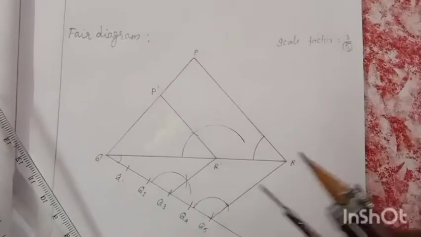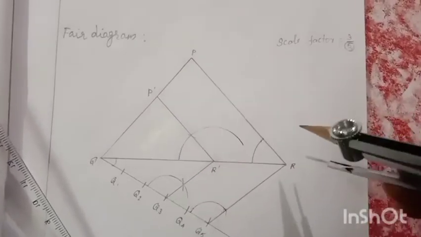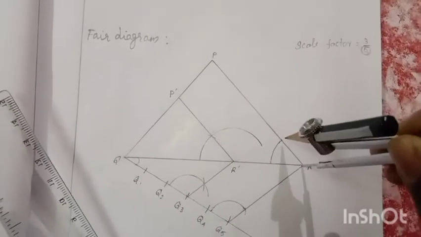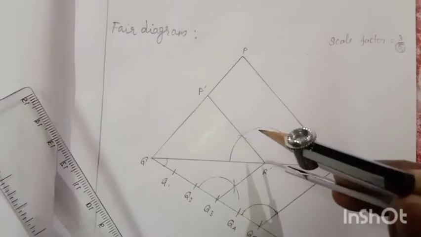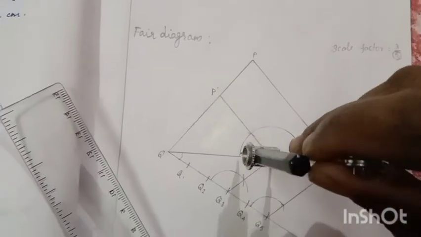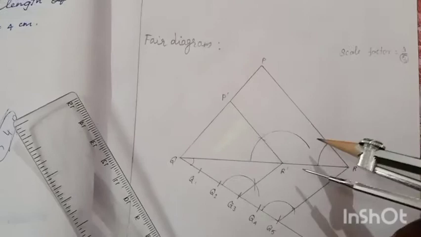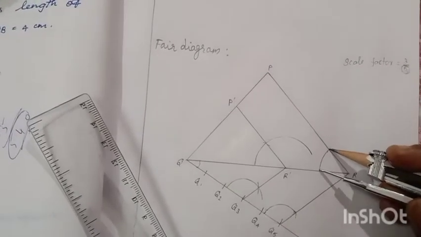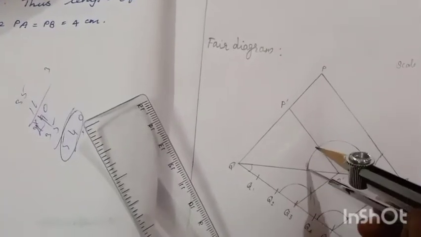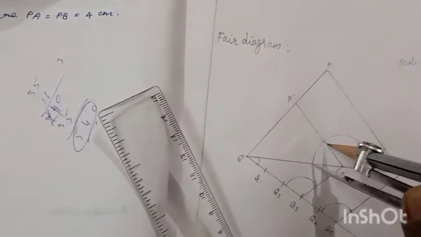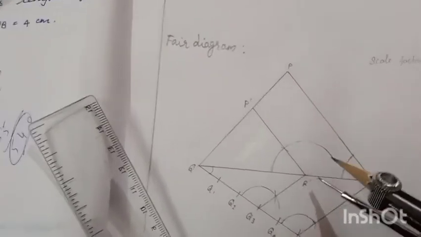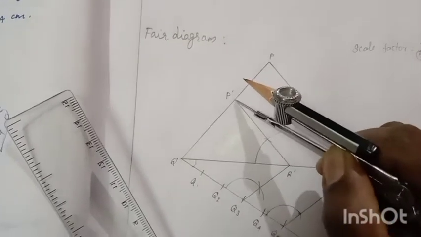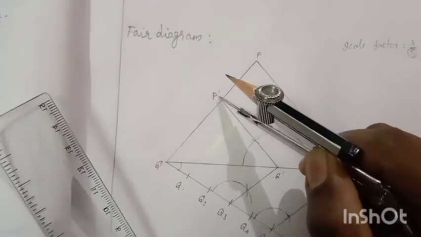Then the same rules you followed here, apply here. Keep the compass needle and draw one arc. Without changing the measurement, keep the compass needle on R dash and draw another arc. Then measure this distance, keep here, and draw one arc. Now you get one intersecting point. Draw the line segment through this intersecting point. The point at the end of this line segment is P dash.